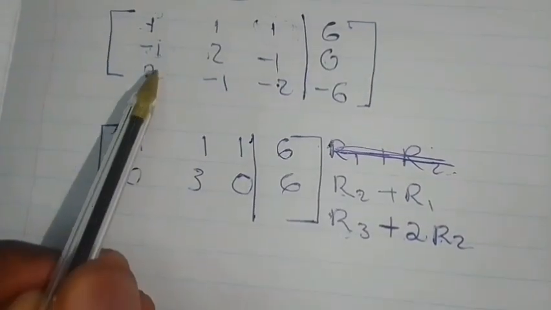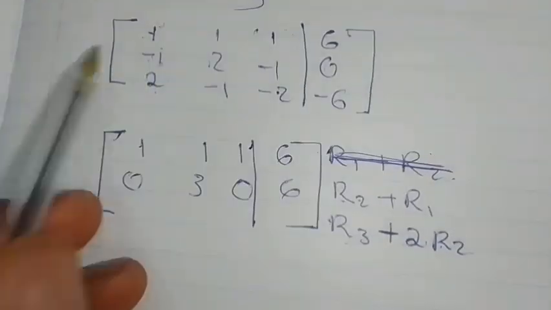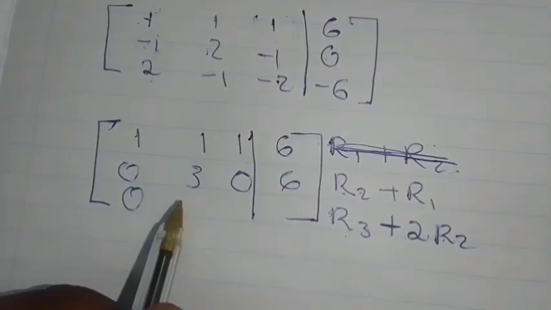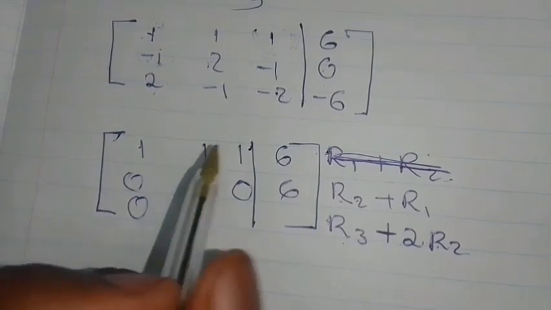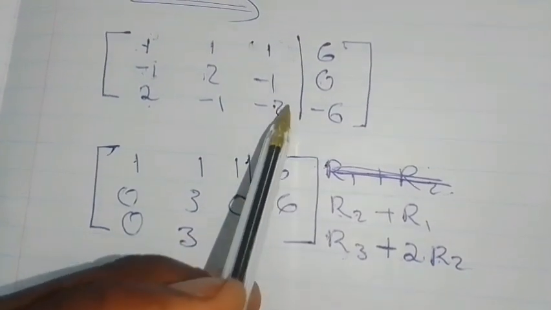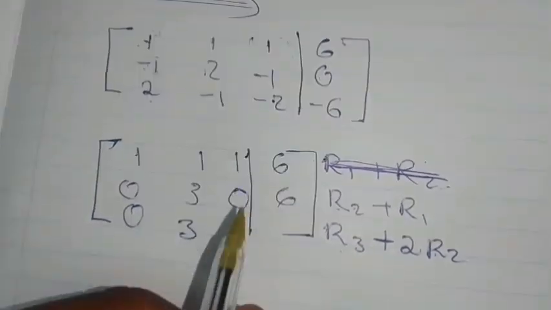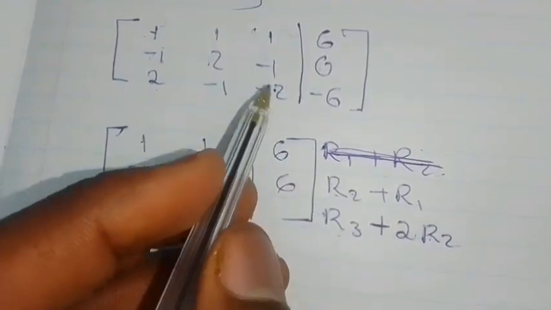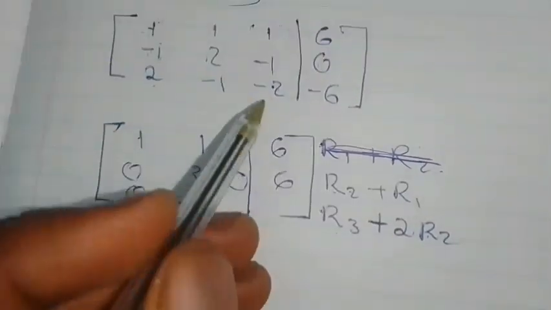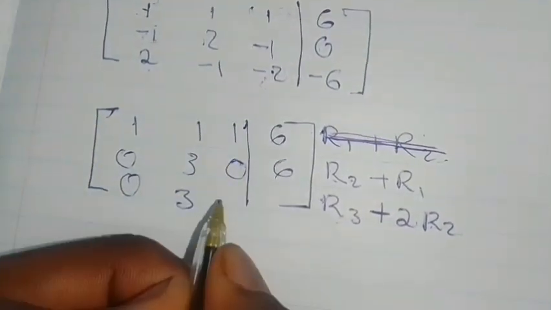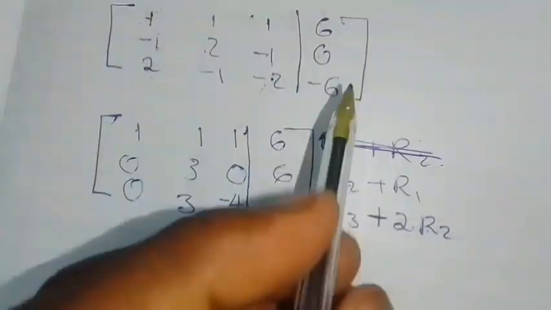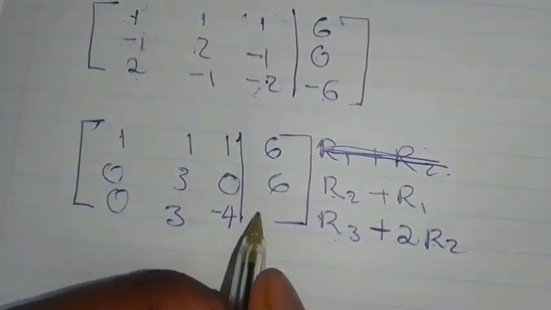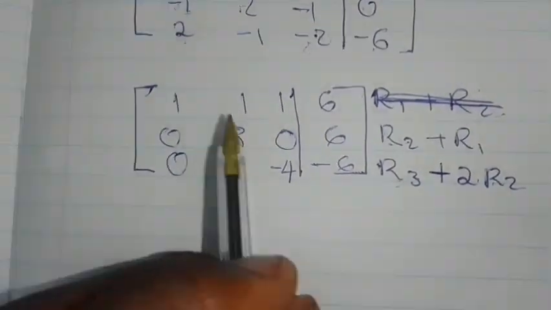And then when we do that, row 3 plus 2 times minus 1, that's going to give us 0. We have minus 1 plus 2 by 2, which is going to give us positive 3. And then minus 2 plus 2 into minus 1, that's going to give us 2 by minus 1, which is minus 2, and then we have minus 2 minus 2. Then that's going to give us minus 4. And then minus 6 plus 2 into 0, that's going to give us minus 6 still. So we have something like this.